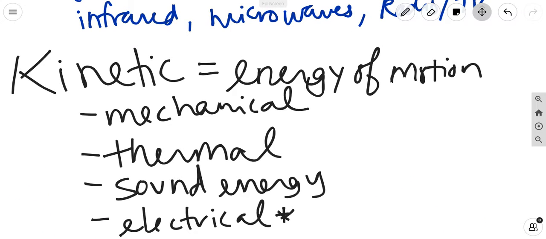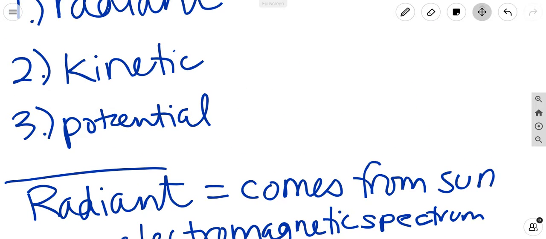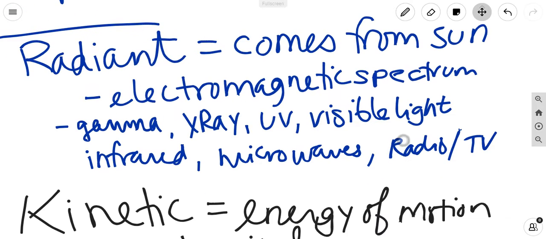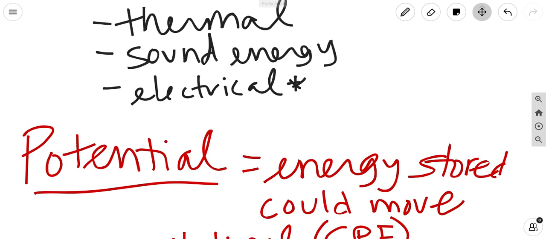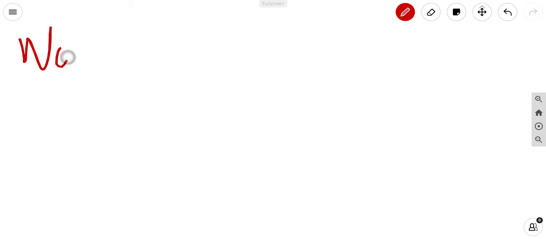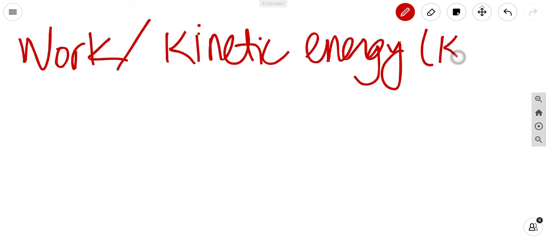We have talked about different types of energy. You guys analyzed that Roadrunner cartoon, and now we're moving on to work. So we did energy, the three different types: radiant, kinetic, potential. We broke down the radiant, the different types of kinetic, and the different types of potential. So we're moving on to work. We'll probably do a little bit of kinetic energy with it. Kinetic energy is abbreviated KE.